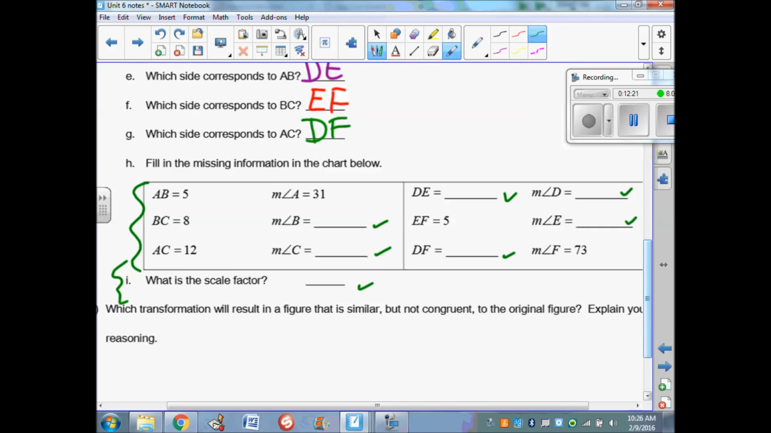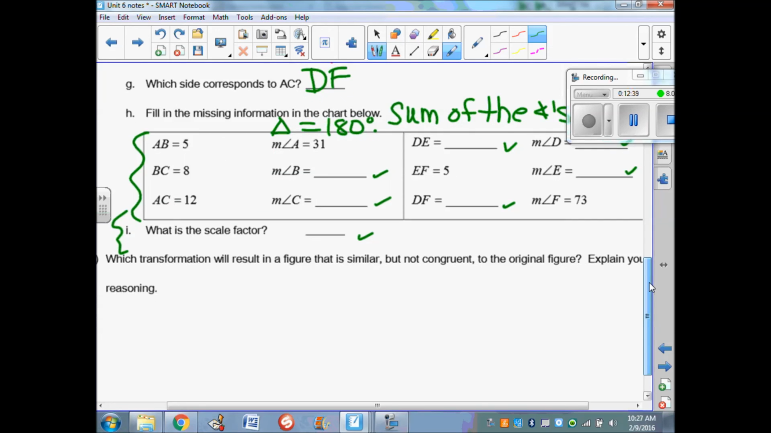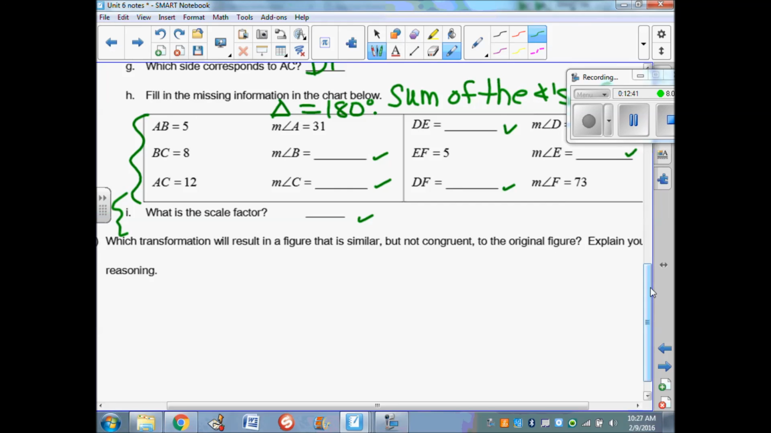Okay? Keep in mind, the sum of the angles of a triangle equal 180. You need that piece of information. Okay? And then your information about similar. So see what you can do with that. That's going to be your warm-up.